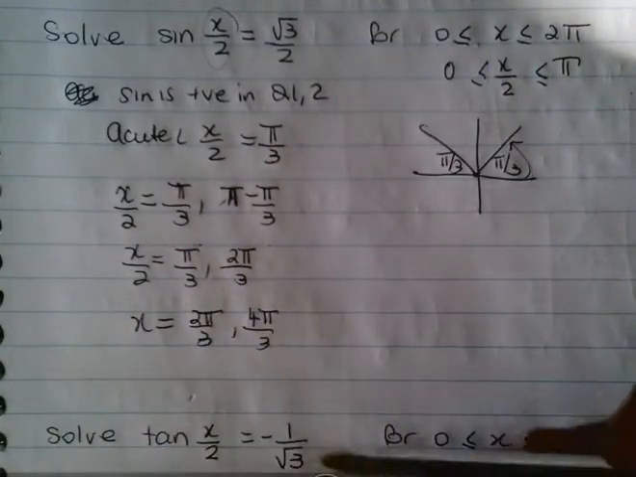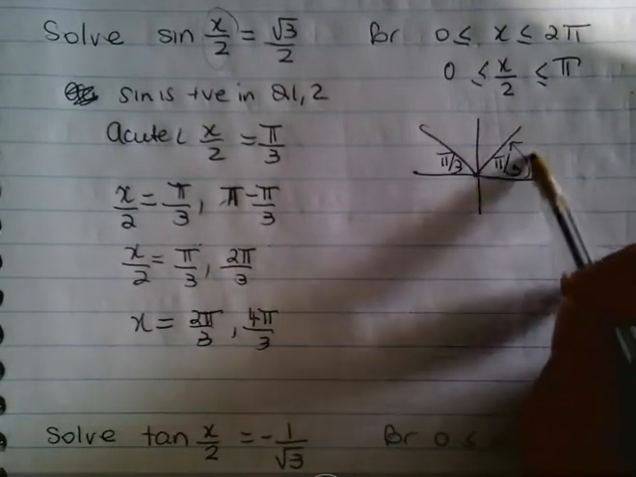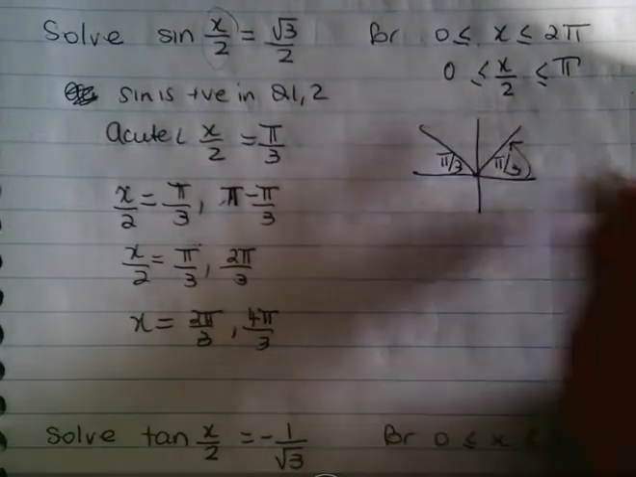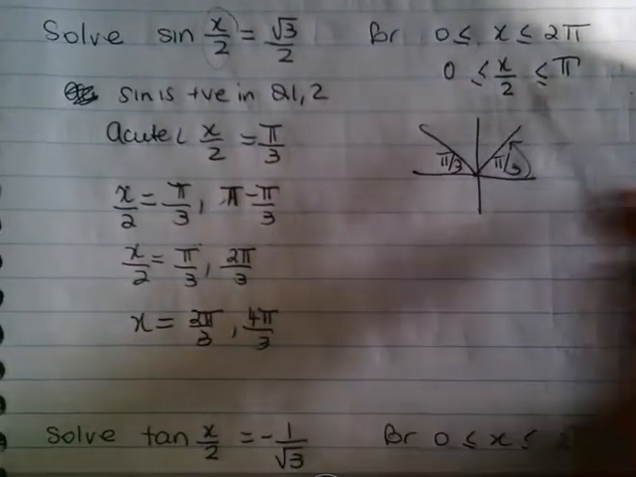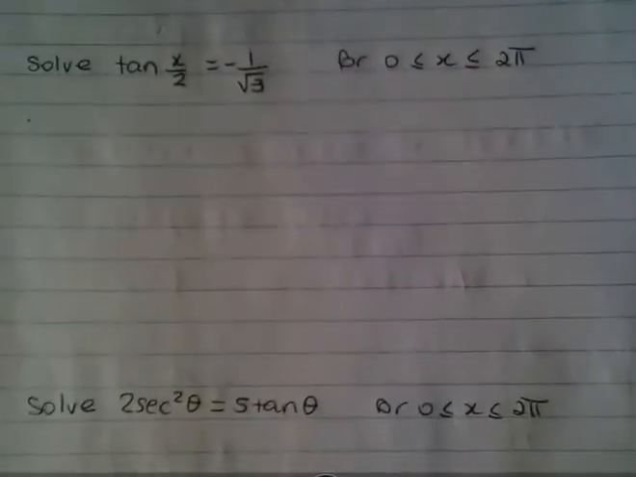So you'll see in the next one it's going to be a little bit different, okay? Because I'm just lucky here that sine was positive in quadrants 1 and 2, and my domain was restricted to 1 and 2, so it really didn't knock out any of my solutions at the beginning. But let's have a look at this next one.